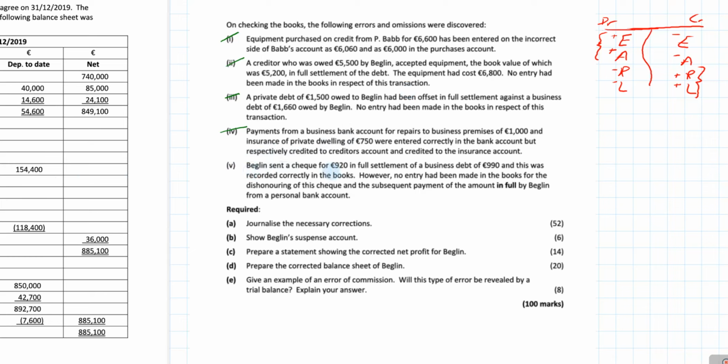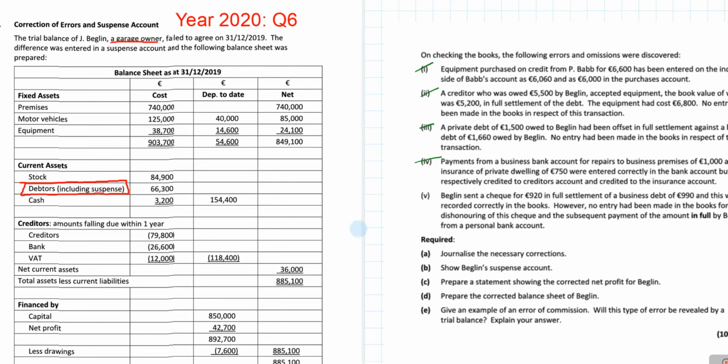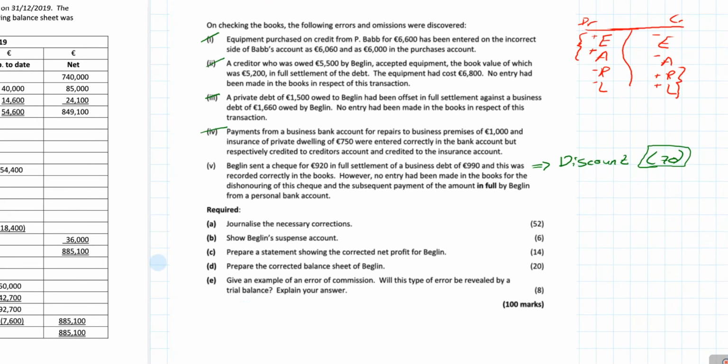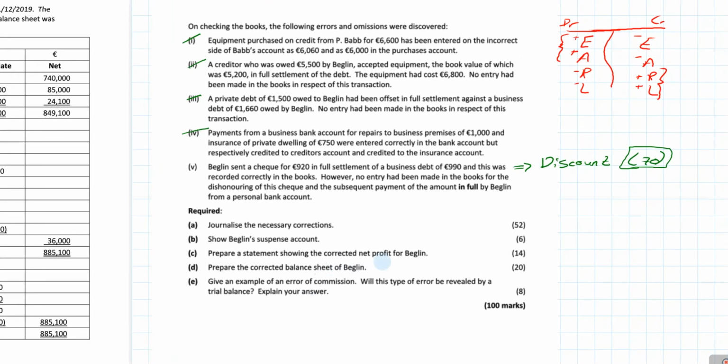Beglin sent a check for 920 in full settlement of a business debt of 990. So again, what's that? That is dealing with a discount, because there's 70 euro in the difference. So that would be a discount received because we sent a check. Yeah, we are Beglin, so we sent a check of $920 to pay for a debt of $990.